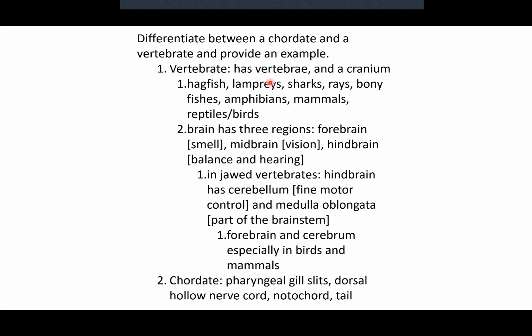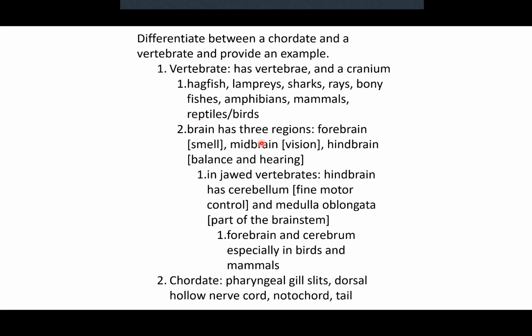Vertebrates have vertebra protecting the spinal cord, and they also have a cranium to protect the brain. Vertebrates are animals such as hagfish, lampreys, sharks, rays, bony fishes, amphibians, mammals, reptiles, and birds.